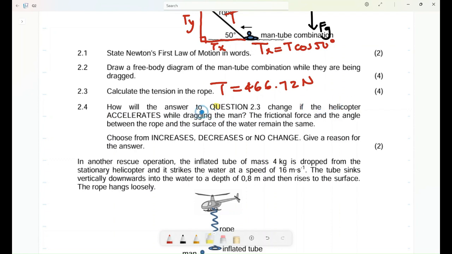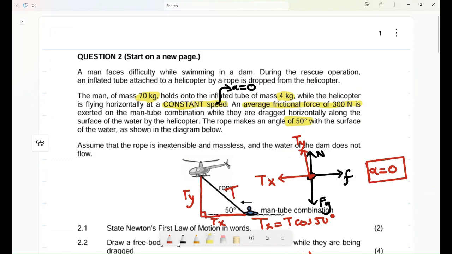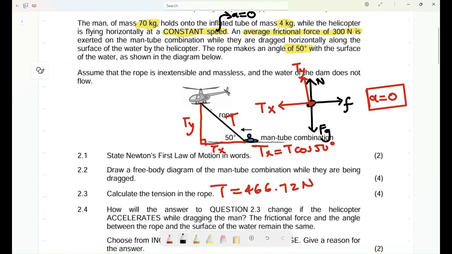Remember, if the helicopter accelerates, at first we had Fx equal to the tension, because if they're moving at a constant velocity, remember, constant velocity means these forces are balanced. Again, constant velocity means an acceleration equal to 0, and these forces are balanced. But now, if there is acceleration towards the left, I want you to see something.